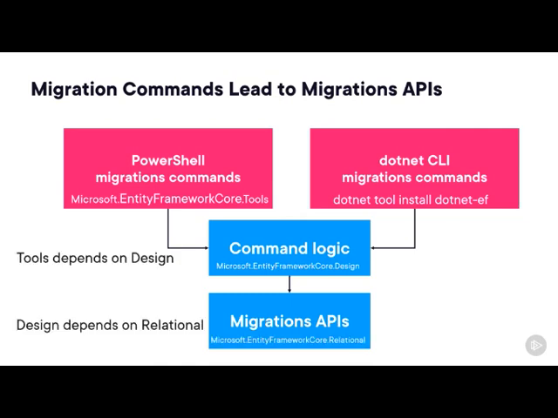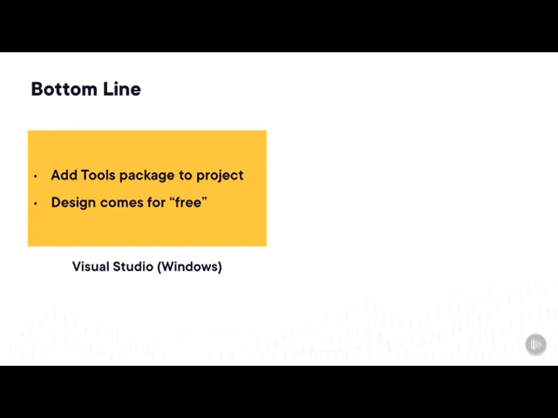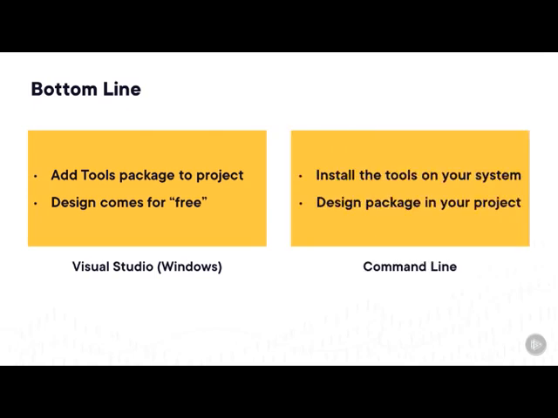Because the PowerShell tools package that you just installed to the console project depends on this design package, you don't need to reference or install that explicitly. However, if you're working at the CLI and you've got the tools installed on your system, but you're not using the NuGet package, then you need to explicitly install the design package. So in normal scenarios, you should only need to install the tools package to your project when you're in Visual Studio. And you only need to install the design package when you're working from the CLI.